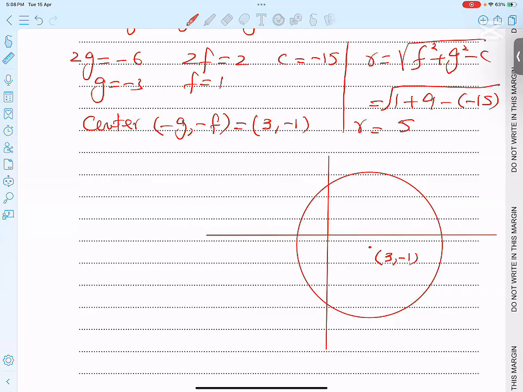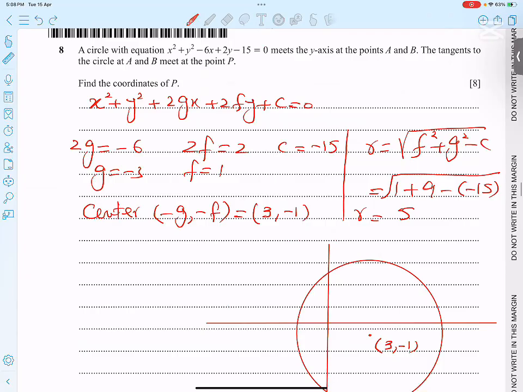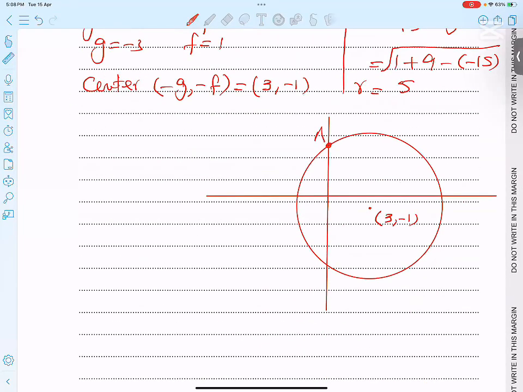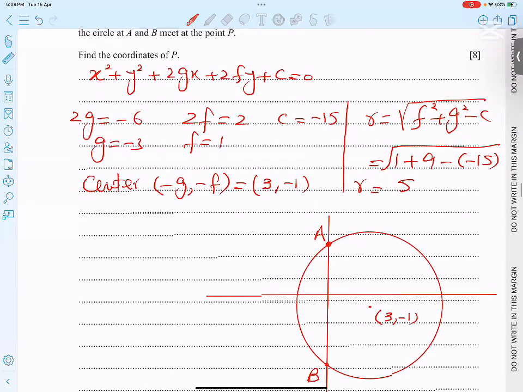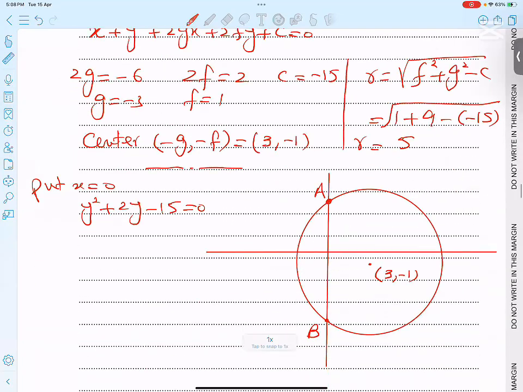Now, students, he said that this circle cuts the y-axis at A and B. So this is 100% A, and this is for sure B. All right. How to get these coordinates in a simple equation? How to get the A and B coordinates? So I will put x equals 0 in the equation. When I plug in x = 0 here and here, what is left behind? y squared plus 2y minus 15 equals 0.